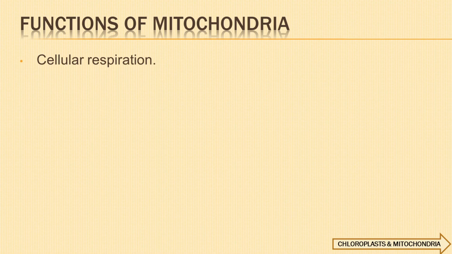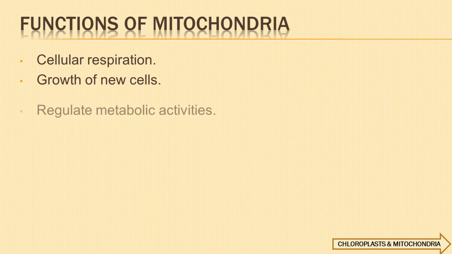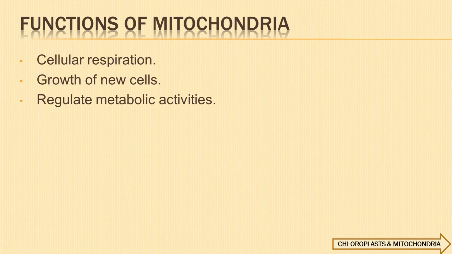Mitochondria help in cellular respiration through the process of oxidative phosphorylation. The ATP is used to bring about energy-requiring activities in the cell. It also helps in growth of new cells. Mitochondria regulate metabolic activities of the cell.